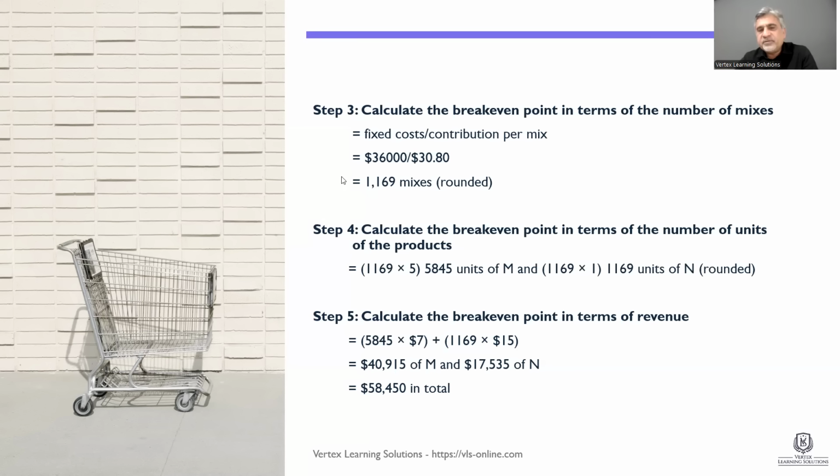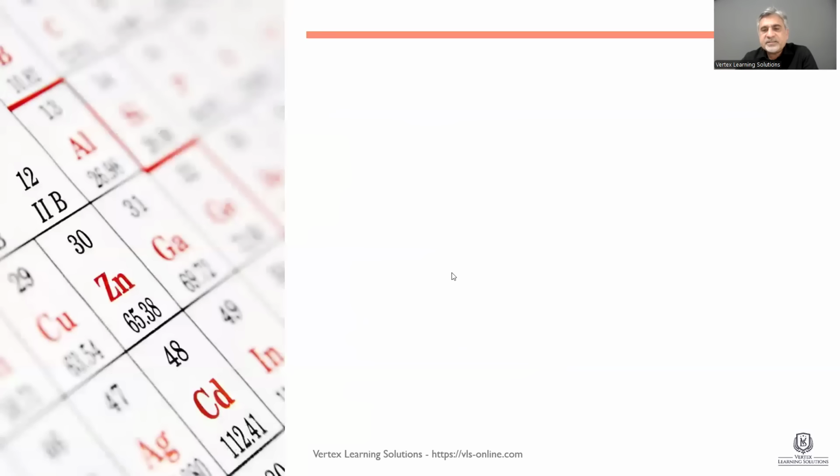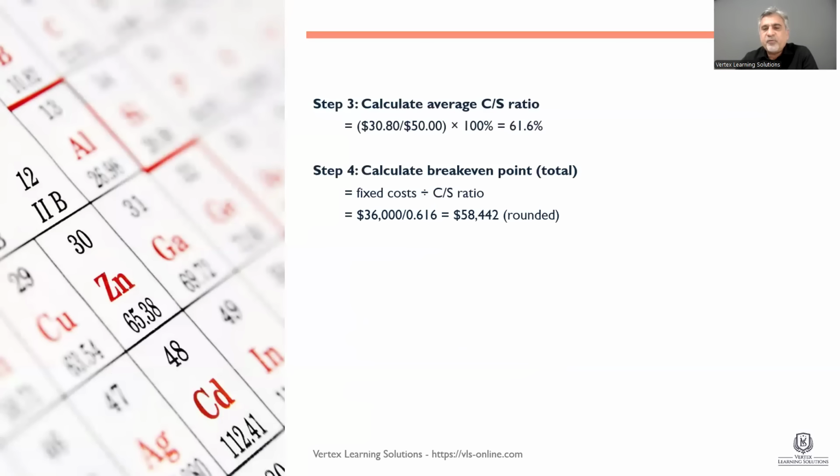Okay. So the first method gave me $58,450 as my break-even revenue. And this method is giving me 58, not 450, but 442. This is because 0.6166, something like this. Okay. So I have calculated my break-even revenue using the CS ratio method.